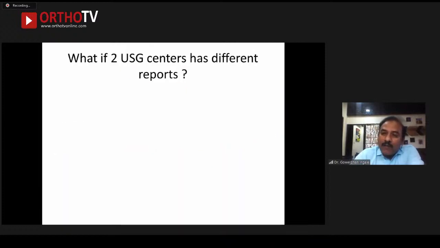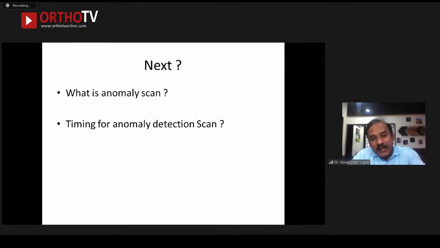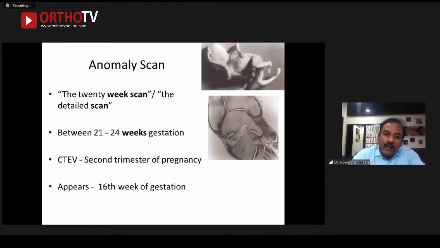Sometimes we have different reports from two sonologists. One says it is not there, the parent gets anxious and goes to another one, and the other says that it is there. That can sometimes be a problem. So what we should do, if possible, is repeat the sonography, and if possible, we should advise an anomaly scan. So what is an anomaly scan, and what is the time to do that scan?